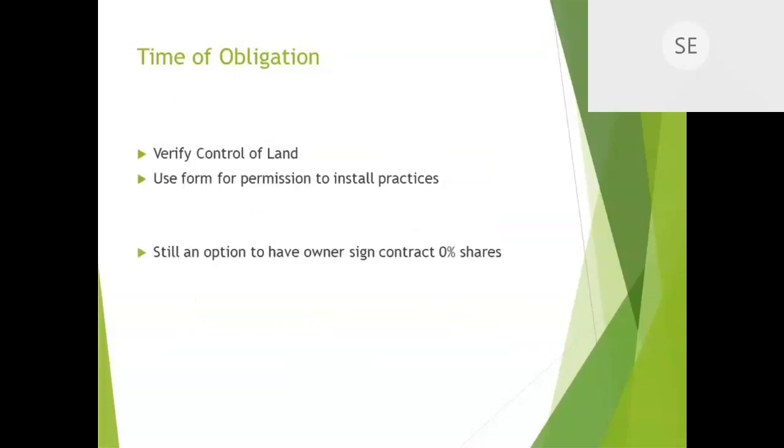So we'd progress through working on designs, plans, everything else for them to the point where we'd get to a contract. We would offer them a contract, and basically we'd have to obligate that money into their name to set aside. At that time, we again would verify that control of land, and there's also another document that we use for permission from the landowner to the tenant to install structural or vegetative practices. I think it was an option for CREP. We still present the option that if you want your landowner to sign off on the contract as 0% shares and have them involved, that would also demonstrate that at that point.